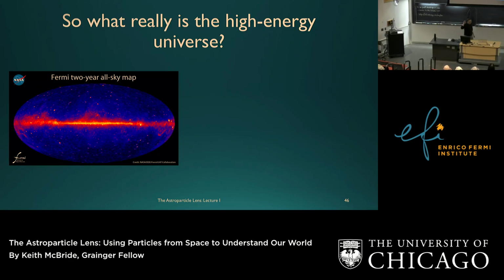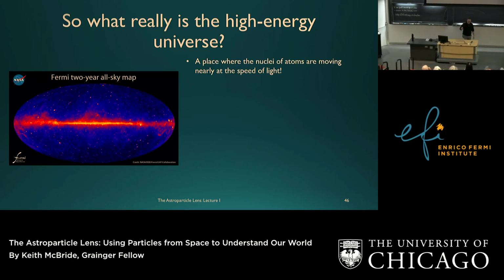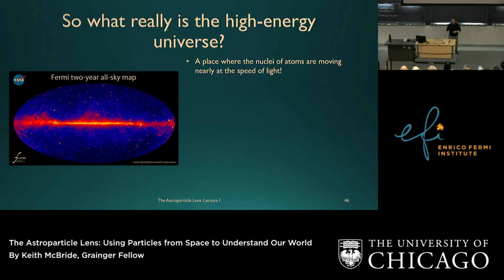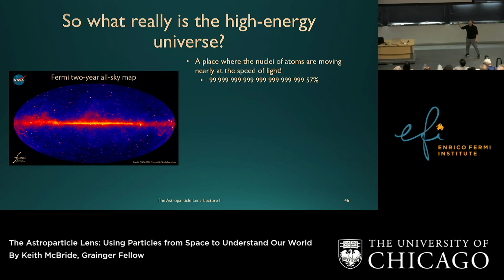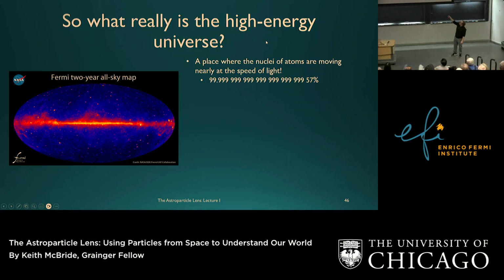All right, so let's come back to what really is the high energy universe. It's a place where the nuclei of atoms are just moving nearly at the speed of light. And so one of the ways you can write this is in percentage of the speed of light. And we've measured particles now coming from space that are moving at this percentage of the speed of light, right? It's just so much energy, so fast. And these are still particles. They're not gamma ray photons.